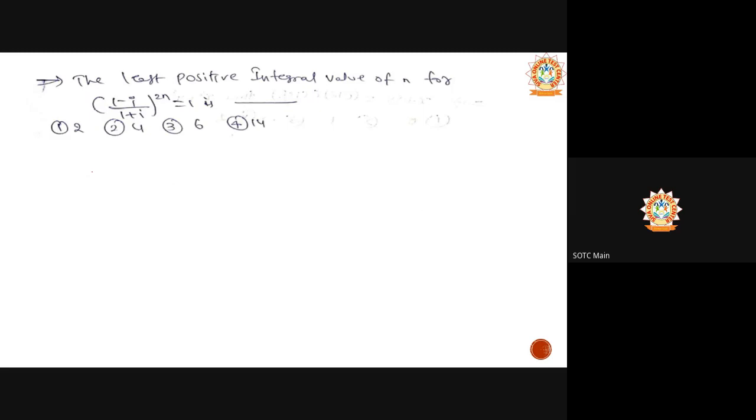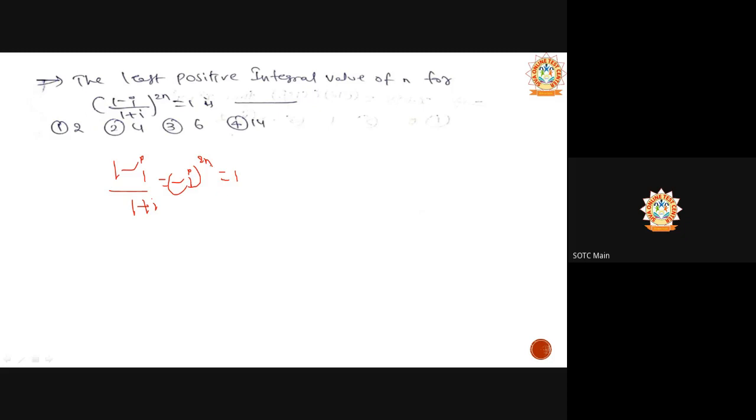Now try to solve this question. The least positive integral value of n for which (1 minus i by 1 plus i) whole power 2n is equal to 1. So what is 1 minus i by 1 plus i? We already solved yesterday. Minus i, sir. Very good. It is minus i. So minus i whole power 2n is equal to 1. Now tell me what is 1?